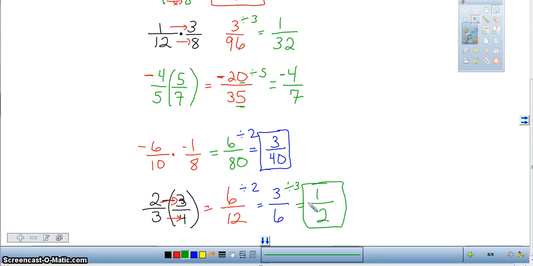Okay, now you need to go to Canvas, go to the next thing in the module, which is a little practice quiz over this. All right.